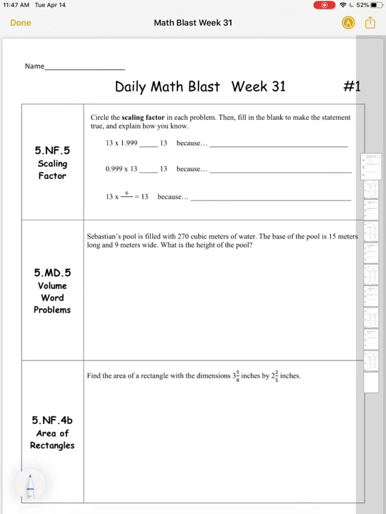Math Blast 31, Scaling Factor. Circle the scaling factor in each problem, then fill in the blank to make the statement true, and explain how you know. A scaling factor is a number which scales or multiplies a quantity.